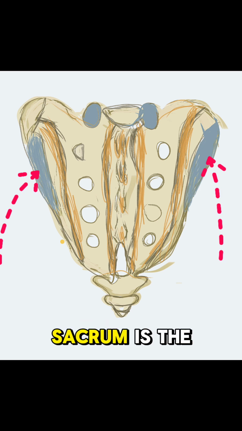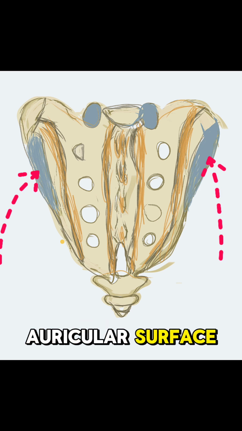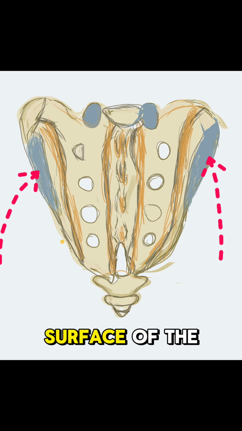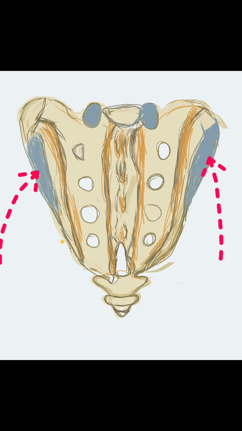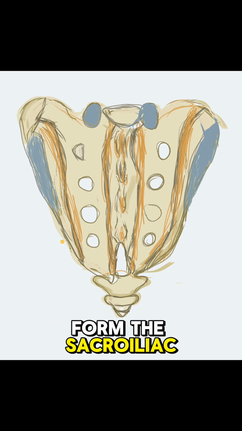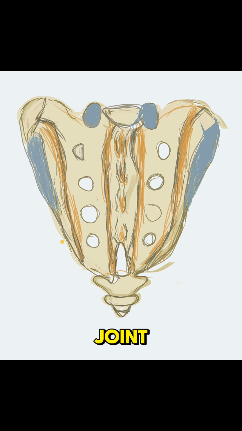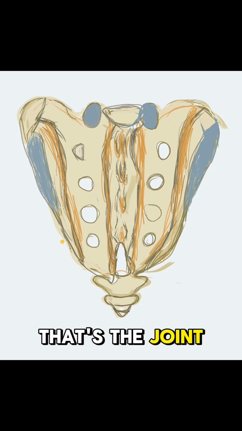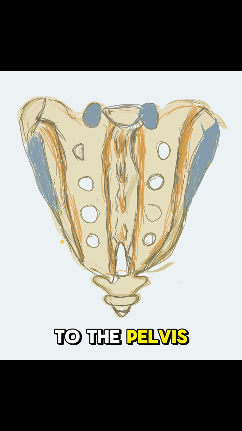Here on the sacrum is the auricular surface, on the posterior surface of the sacrum. On each side, it articulates with the ilium to form the sacroiliac joint. That's the joint that bears weight from the spine to the pelvis.